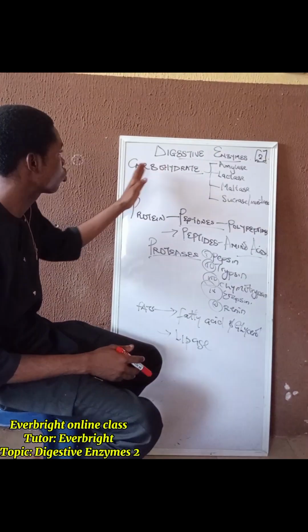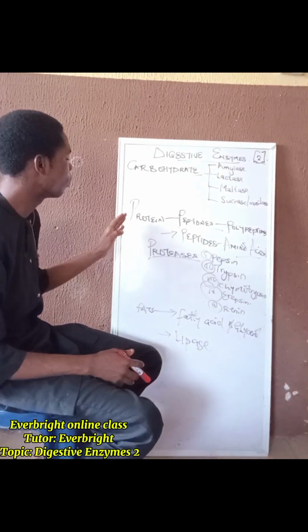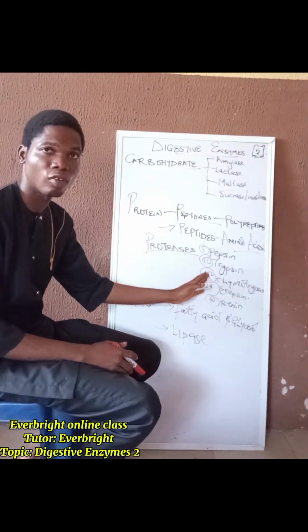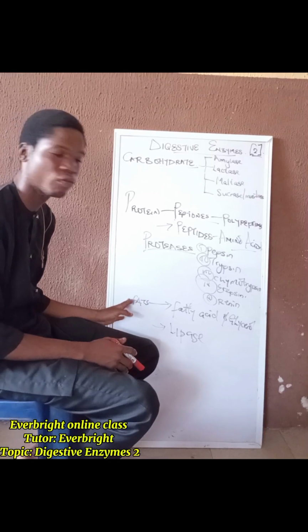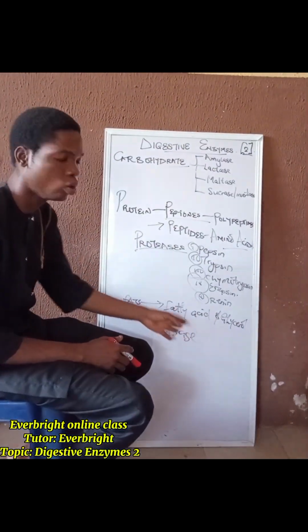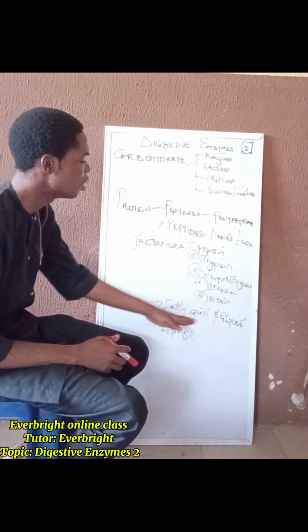So today we have been able to discuss carbohydrate, some enzymes that are responsible for the breaking down of carbohydrate. We have been able to talk about protein and proteases, some enzymes that are responsible for the breaking down of protein, and we have been able to talk about fat, and I call all those enzymes lipase, which is responsible for the breaking down of fat into the production of fatty acid and glycerol.